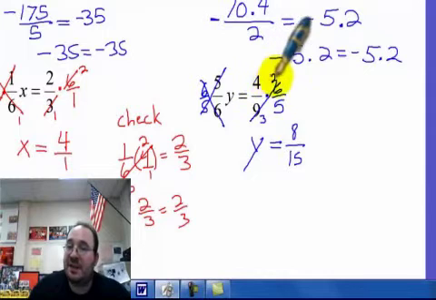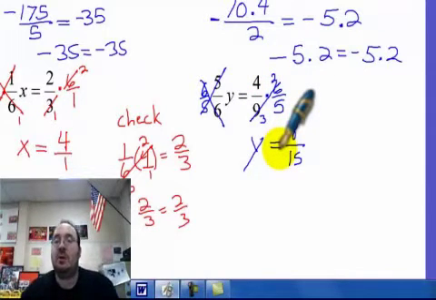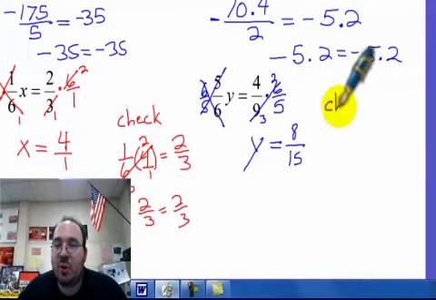And why didn't I cancel side to side? Because we never cancel side to side, diagonally or up and down only. And then the next thing we do, we check our work.